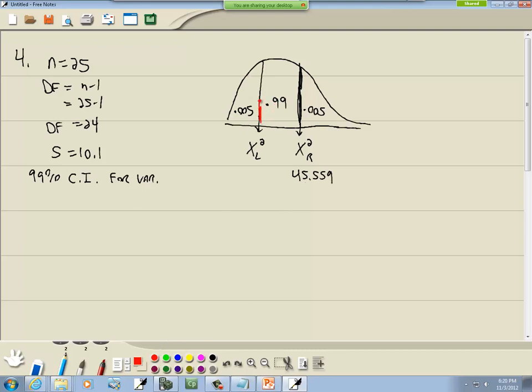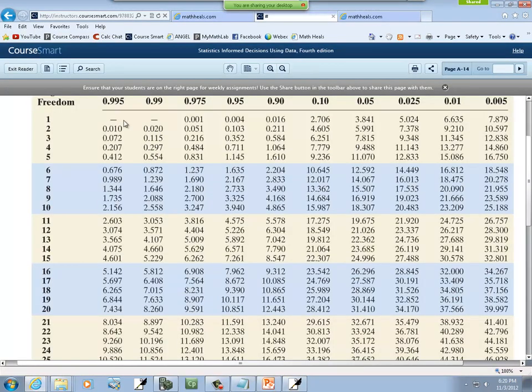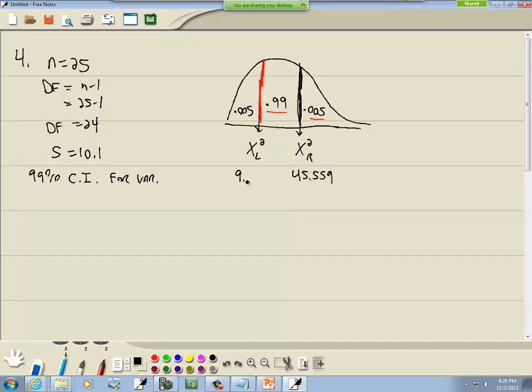Now our left chi-square. We're going to add up all the area to the right of it, 0.99 plus the 0.005. So we're looking at 0.995 and then degree of freedom of 24. So 0.995, degree of freedom of 24, we'll get 9.886. And that's our left chi-square.